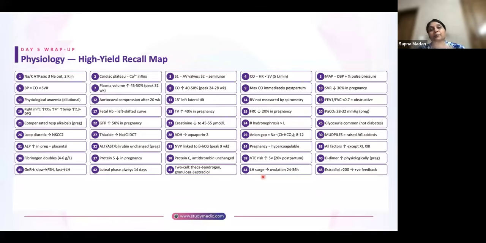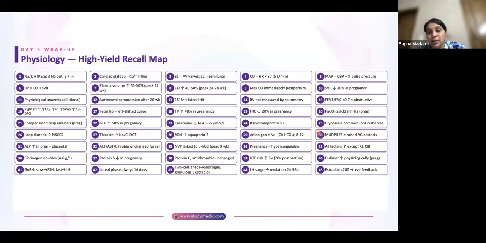The two-cell theory: theca cell and granulosa cell. Theca cell is acted on by the LH. Granulosa cell is acted on by FSH. Theca cell will form the androgens from cholesterol under the influence of LH. The androgens will then move to the granulosa cells under the influence of FSH. Using the enzyme aromatase, the granulosa cells will form estradiol.